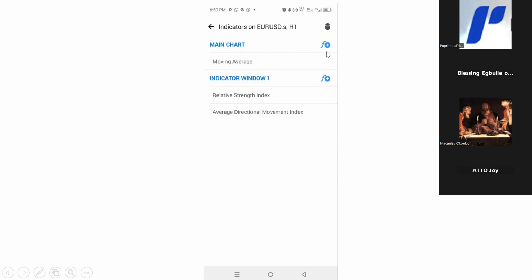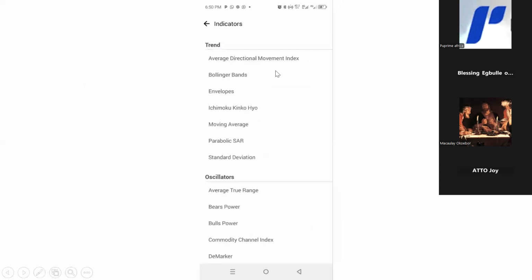So to add a new indicator, you click on the F plus in front of the main chart. So let's say we want to add the moving average. We'll click on that F plus button. When you click on the F plus button, it takes you to the next menu, and here you have it. So you now need to attach the indicator of your choice. If that indicator, for example, is a trend indicator, then you will find it under trend. Moving average is a trend indicator, so you will find it under the trend menu. Parabolic SAR is under trend, you find it there.